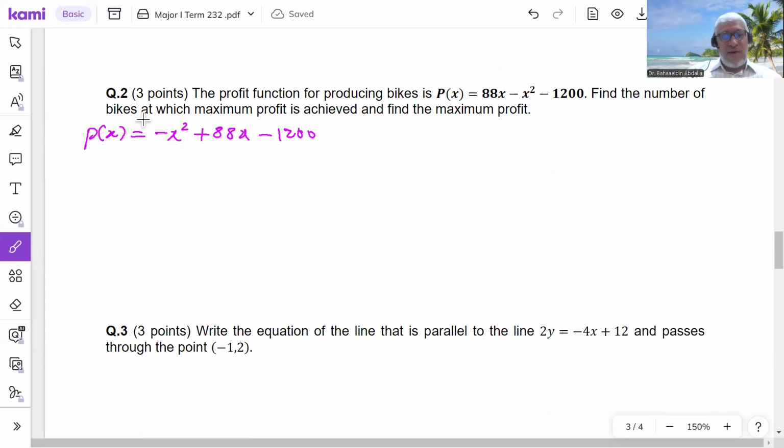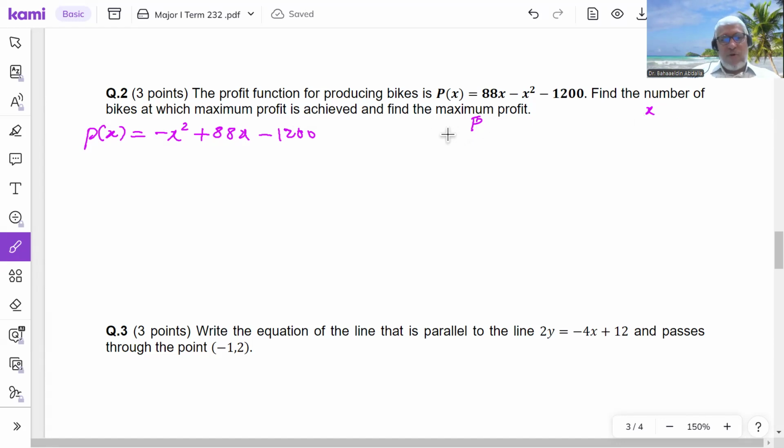Find the number of bikes. So he's asking about what? About x. X is the number of bikes. So I need x. He needs the value of x at which maximum profit is achieved, and then find the maximum profit. Well, the maximum profit is P or Y, okay? So we need to find x that gives a maximum profit, and find the maximum profit.